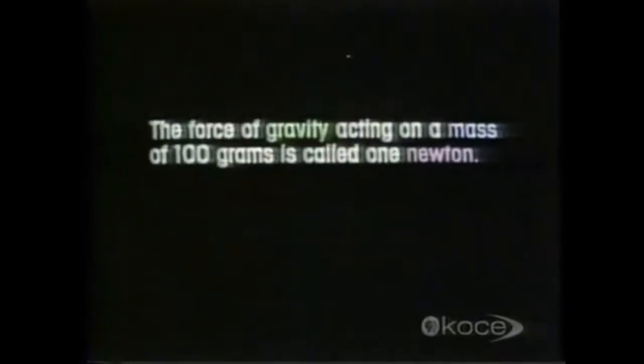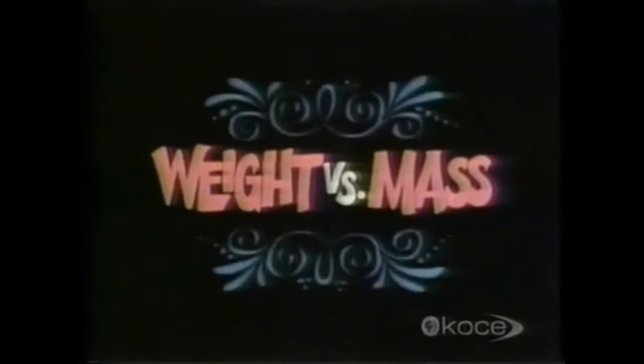The story so far. All masses attract all other masses to a certain extent. The Earth, being a very large mass, exerts a very large force of attraction which is called the force of gravity. This pulls all objects towards the Earth at an acceleration of roughly 10 meters per second per second. The force of gravity acting on a mass of 100 grams is called 1 Newton. And now, weight versus mass.